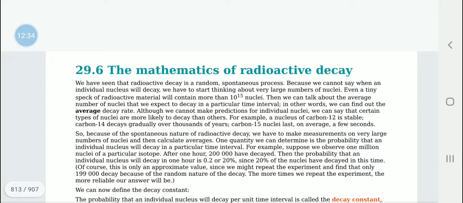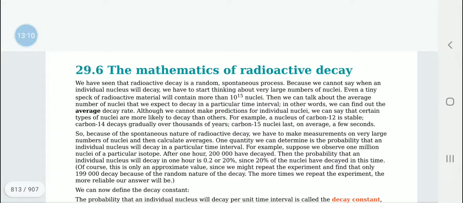Then some nuclei are more likely to decay than others. For example, carbon 12 is very much stable. However, carbon 14 would decay gradually over thousands of years. Carbon 15 nuclei, on the other hand, will only last a few seconds. So it has a half-life of a few seconds. So if you want to take a measurement, we take a large number of nuclei and then calculate the averages.